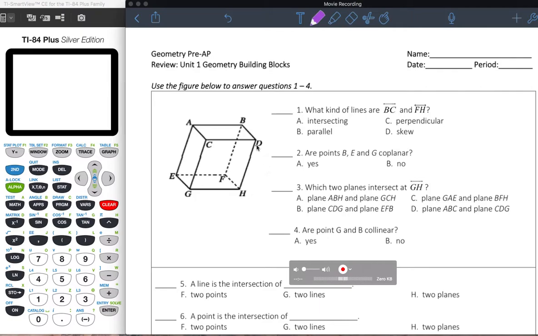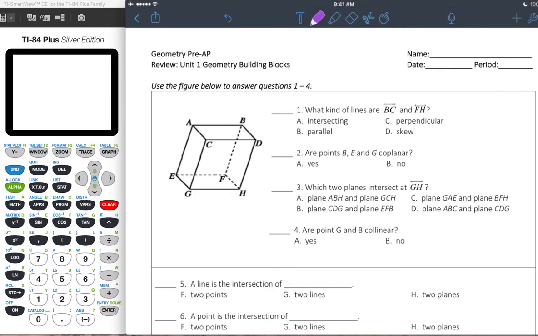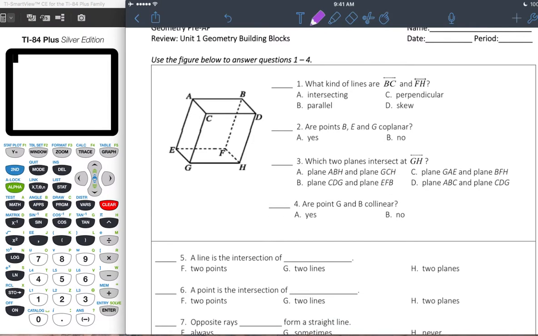Okay, so we are going to be doing the Geometry PAP Unit 1 review. We're going to start with number 1. Number 1 asks what kind of lines BC and FH are. BC is going to be this diagonal line through our points B and C. Remember, any two points make a line, whether or not there is a line drawn.